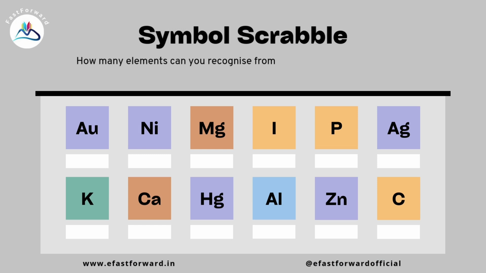How many elements can you recognize from the chemical symbols below? Name as many as you can with the help of your peer.